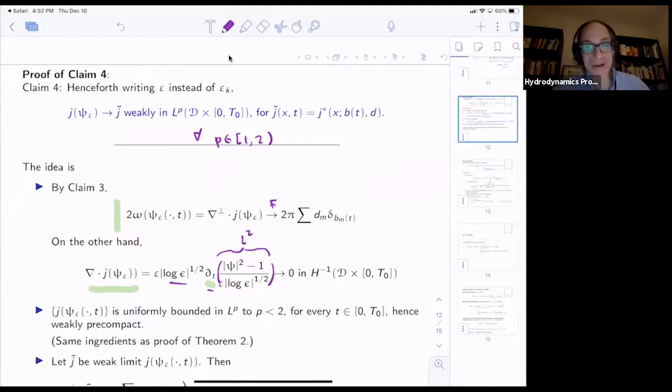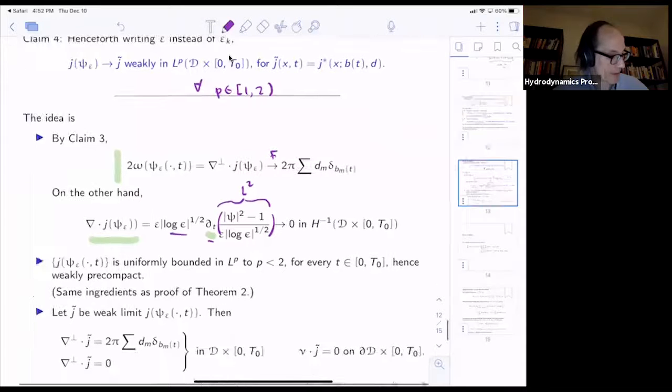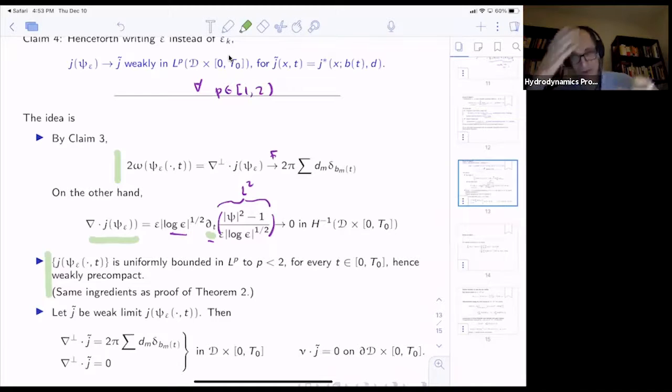Okay, and so then we have that. And so here's the part which I'm going to not justify at all. So I assert that we also know, or one can also prove, that these quantities, the currents associated to the wave functions psi epsilon, if I look again in the space-time domain, in the domain cross the time interval, and I look at that in some L^p norm for p less than 2 as above, that I have uniform bounds.